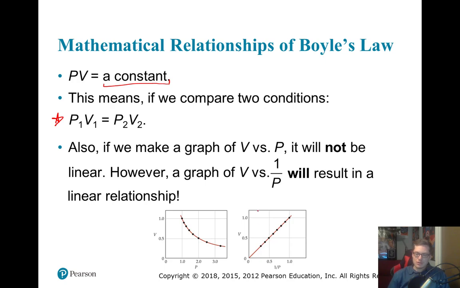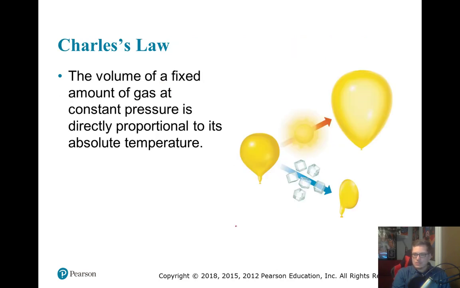You could actually do it the same way. You could have pressure by itself, take the inverse of the volume and graph it, and you get a straight line for that as well. So that's Boyle's law. As pressure increases, your volume decreases. As your volume decreases, your pressure increases. That makes sense. Next one is Charles's law.